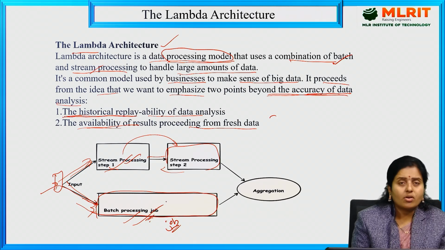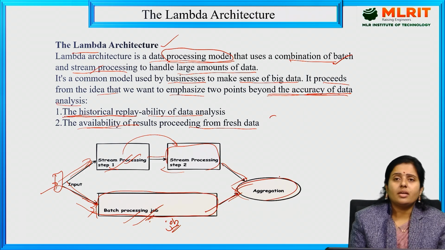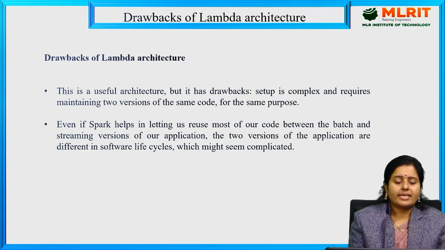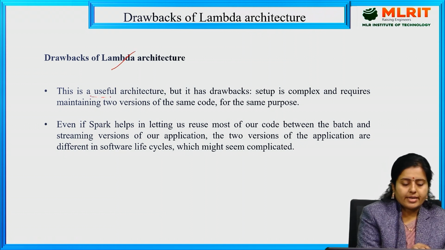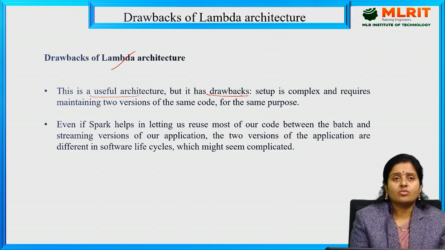So here we can call it a batch processing job. After that, again the outputs are aggregated through the aggregation. Now, drawbacks of the architecture. We'll discuss the main drawbacks of Lambda architecture if we follow that. This is a useful architecture, but it has drawbacks. Even though Lambda architecture is useful to businesses, it has some drawbacks.